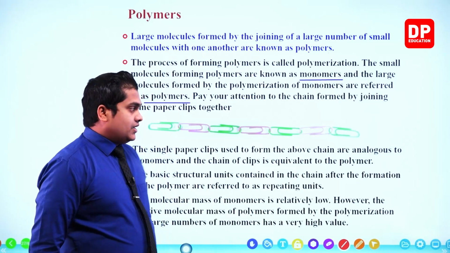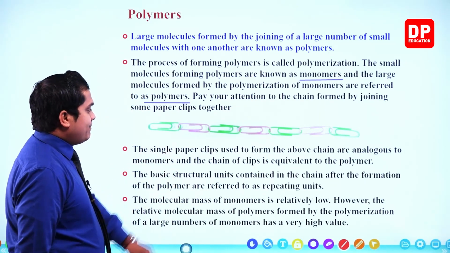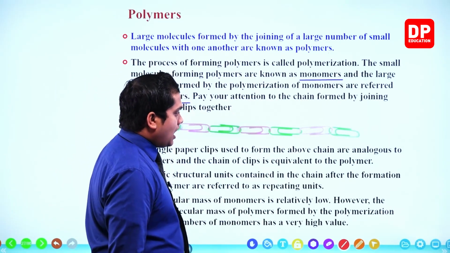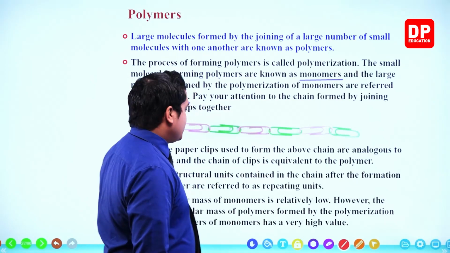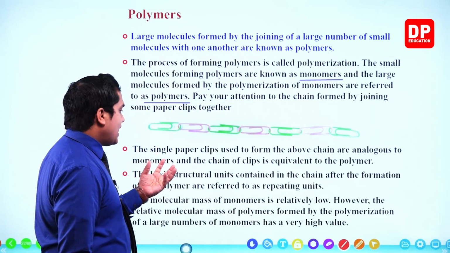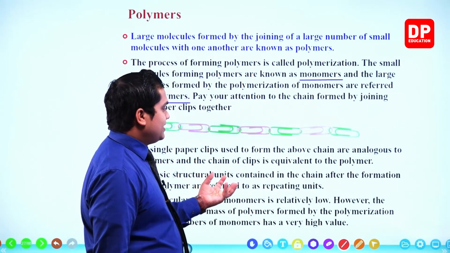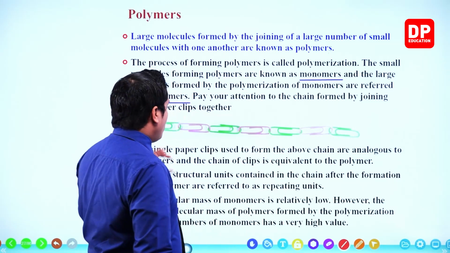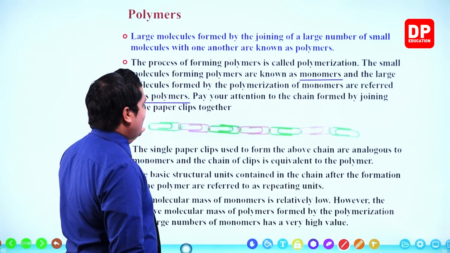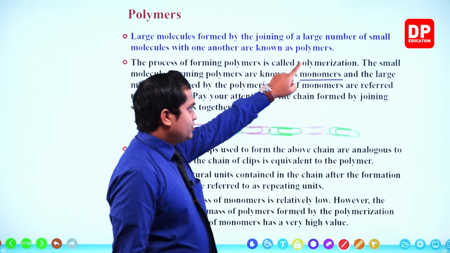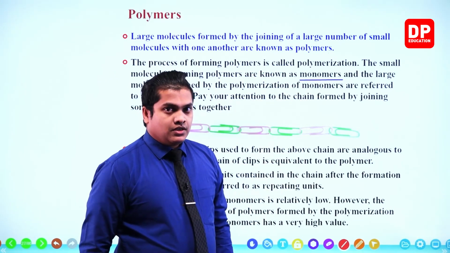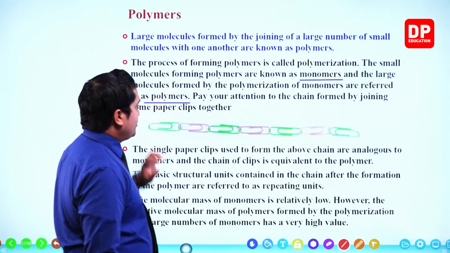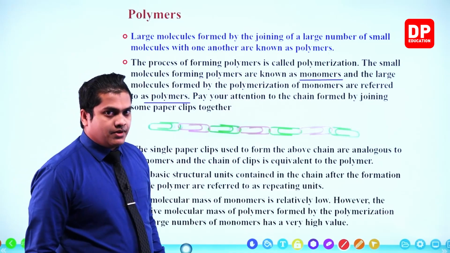The single paper clips used to form the above chain are analogous to the monomers, and the chain of clips is equivalent to the polymer. Like I said, my dear children, one single paper clip equals the structure of a monomer. The entire unit created equals the structure of a polymer.